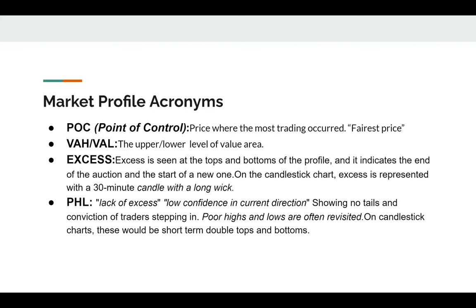Excess is seen at the tops and bottoms of the profile, and it indicates the end of the auction and the start of a new one. On a candlestick chart, which is the one that I use, excess is represented with a 30-minute candle with a long wick. PHL, it's called poor high low, basically meaning a poor high or a poor low.